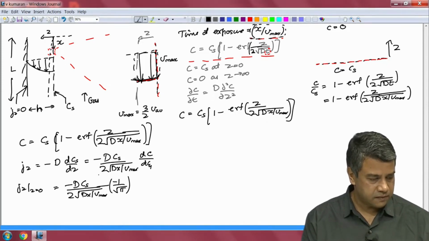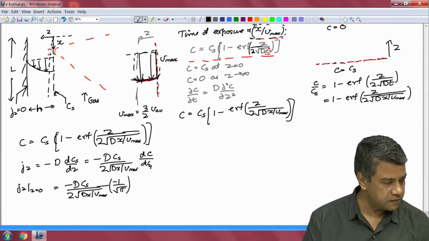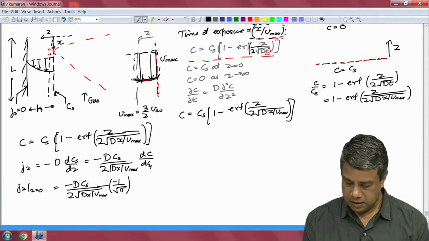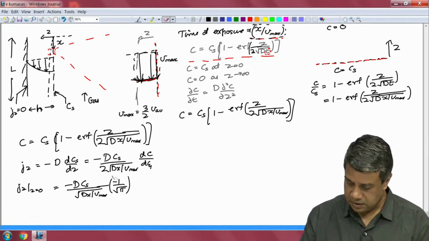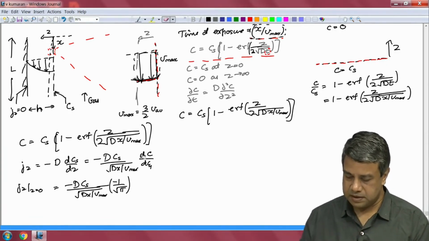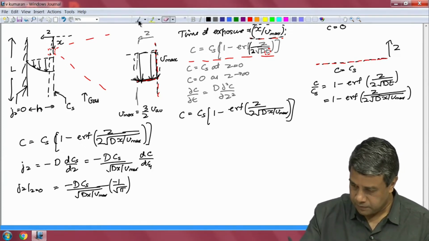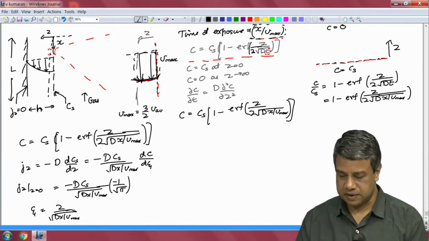So, this is the solution for the flux at a given location x. And we know that, I am sorry, there should be no factor of 2 here, because dCs by d psi, so psi is equal to z by root of Dx by V max. So, there is a transformation between Cs and psi.